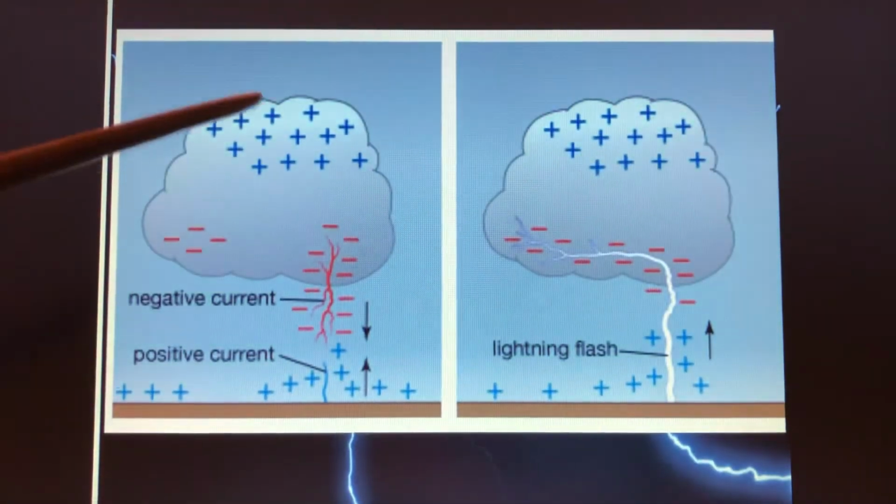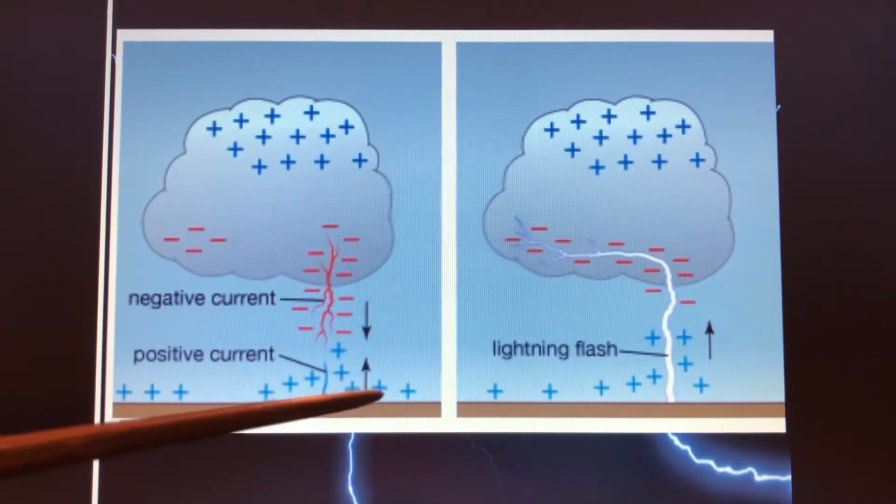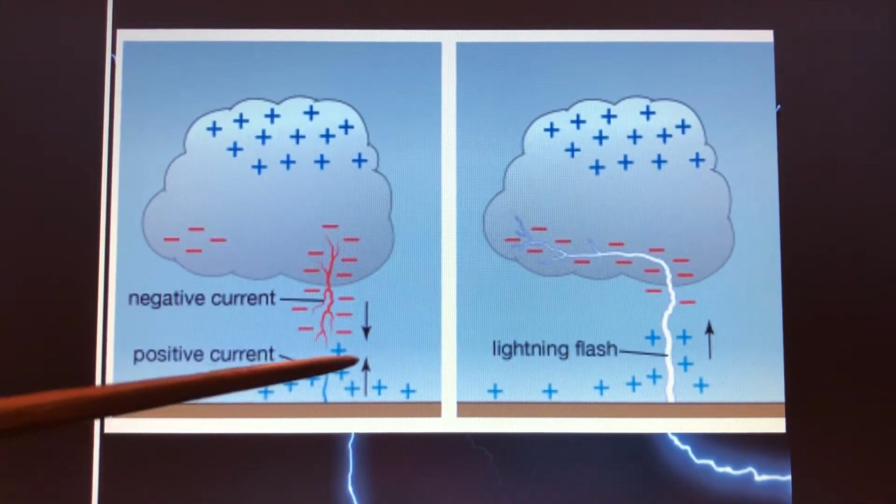So you can see in this diagram, you've got negative charges down here at the bottom of a thundercloud, positive charges from the earth. These are the streamers.